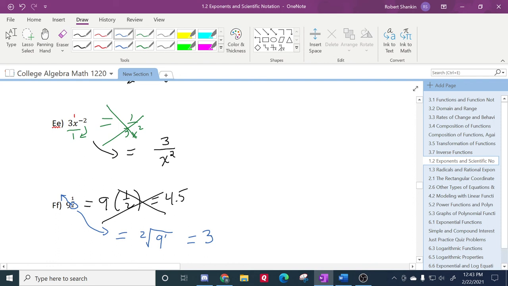Okay, give me a little feedback on E and F. And if you really needed the refresher, let me know which one or ones.